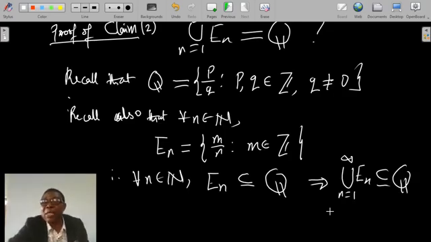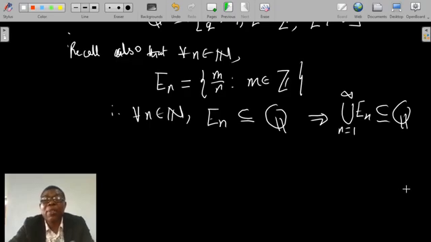So remember that if you are given a subset of a given set, then the union of those subsets must be a subset of the set. The individual sets are subsets. So for that reason, En being a subset of Q means that the union of En will be a subset of Q. Now, the next thing we should do is to show that Q is a subset of the union.